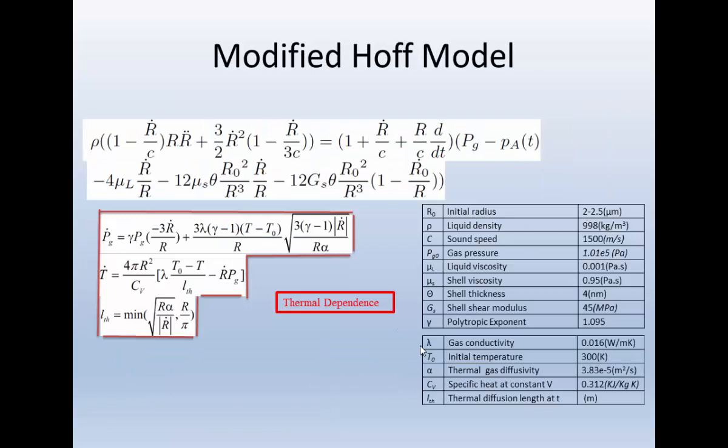We use the modified Hoff model in our simulations to study the nonlinear attenuation. This model solves for the radius at time t, and the results of this will be fed into the model, and we will calculate the attenuation by finding the real and imaginary part of the wave number squared. The way that we modified the Hoff model, we accounted for the radiation damping by including the terms related to the sound speed, and we have also added the thermal dependence and the losses due to the thermal effects.